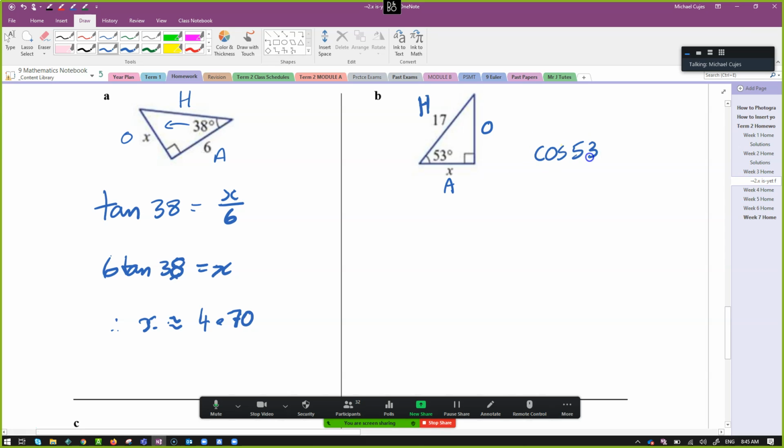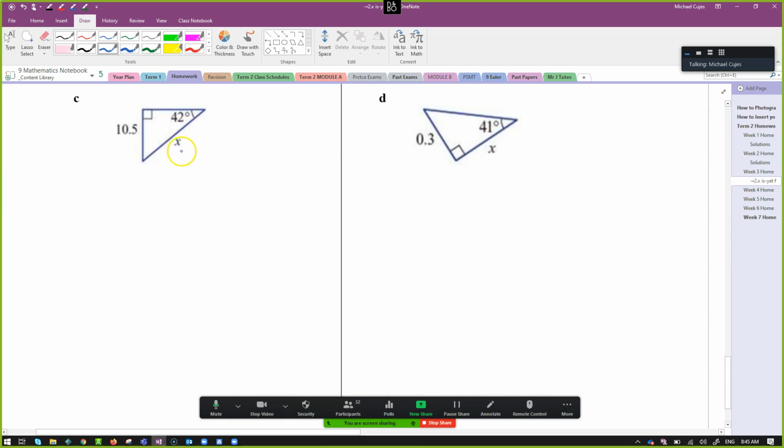Cosine of 53 equals the adjacent side x divided by the hypotenuse 17, multiplied by 17. 17 cosine 53 equals x. Therefore, x is approximately equal to, well, we know your calculator's in the right mode. What do we got? 10.32. Yeah, that seems reasonable, doesn't it? It's got to be smaller than 17. That seems pretty good to me.